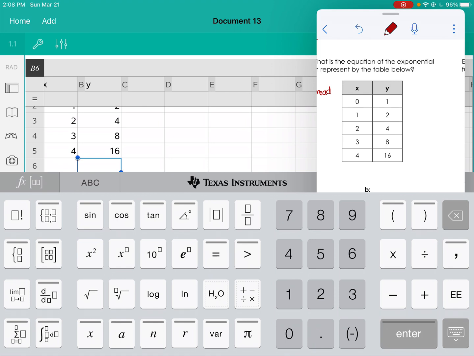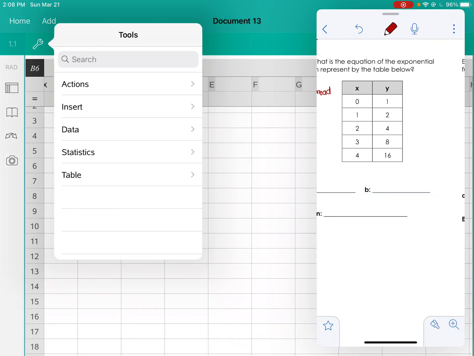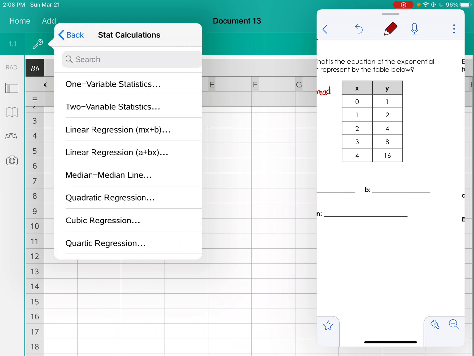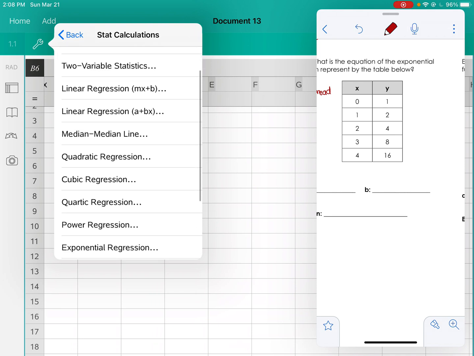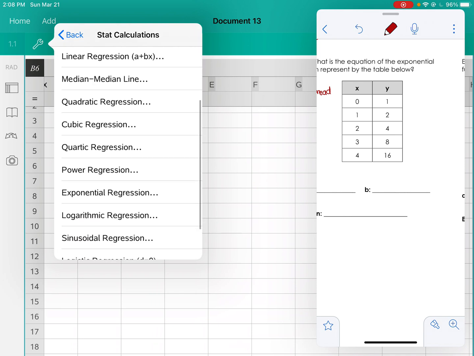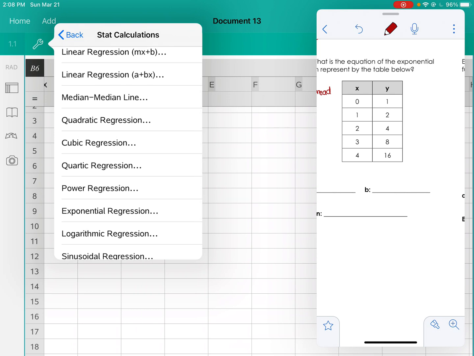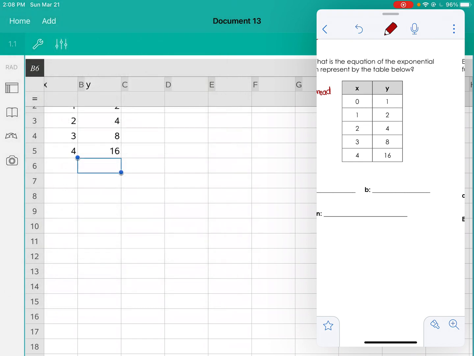Okay, so I'm going to go to menu, the fourth one down, which is statistics, the first one, which is stat calculations, and then letter A on the yellow calculator, it's going to say exponential regression. So when we deal with linear functions, we do linear regression, mx plus b. When we do quadratics, we do quadratic regression. Now that we're talking about exponential regression, we're going to do exponential regression.